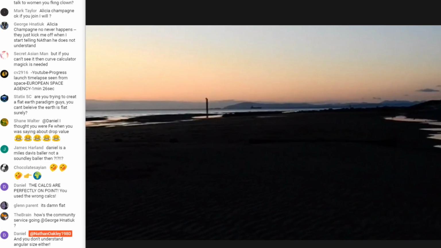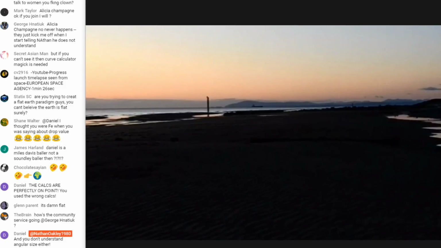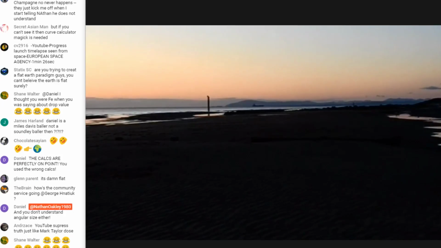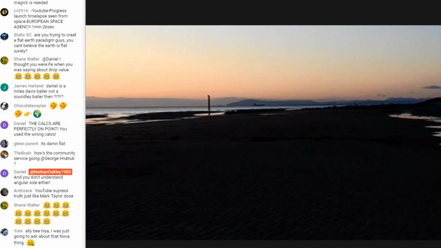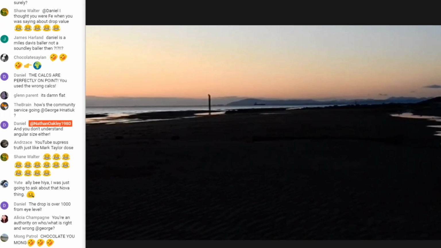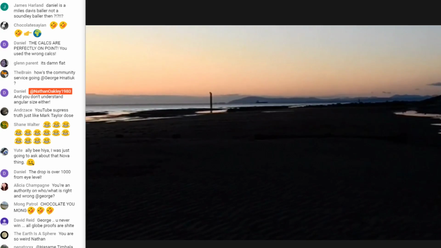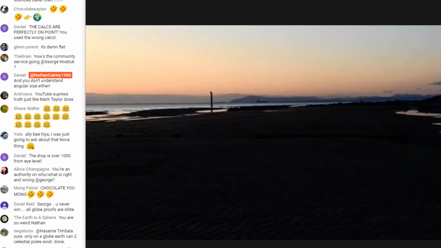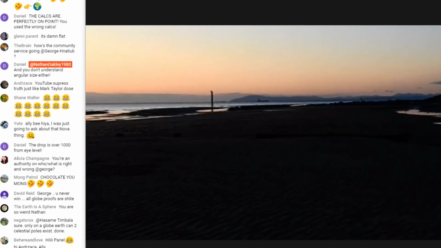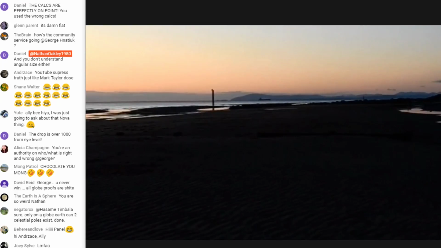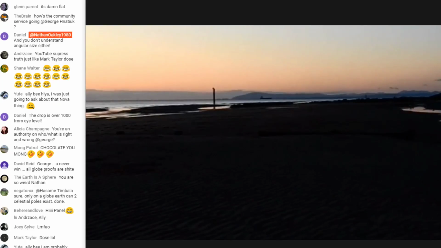Go on. Yeah, now he's telling me I don't understand angular size. Okay, Daniel, you tell me what part of a 1,000-meter drop gives me the angle. Actually, it's a 1,220 meter drop. Yeah, when you exclude all perspective and put it in a side elevation. Fascinating stuff. Oh, yeah, that's an issue.